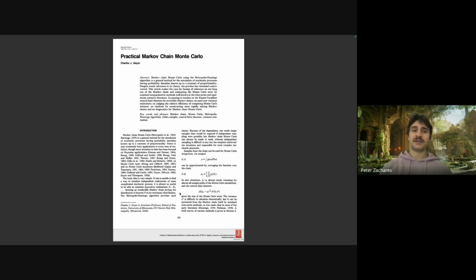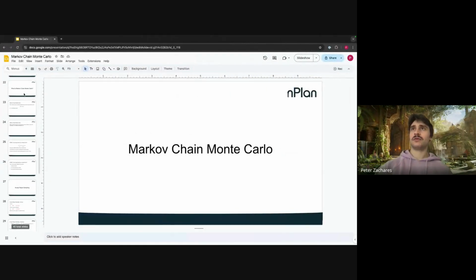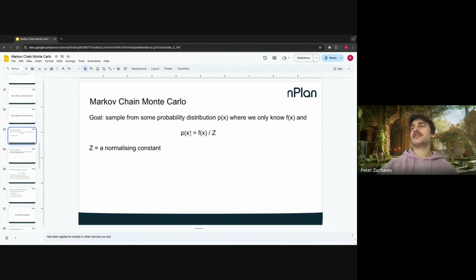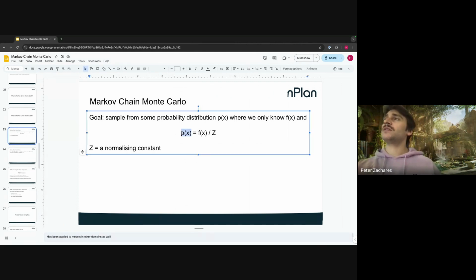Instead of having access to a distribution P of X, you might only have access to F of X, which is the distribution, but where you don't know what the normalizing constant is. And usually, if you don't know it, it's because you don't know how to integrate this function here. This situation pops up a lot more than you might think.